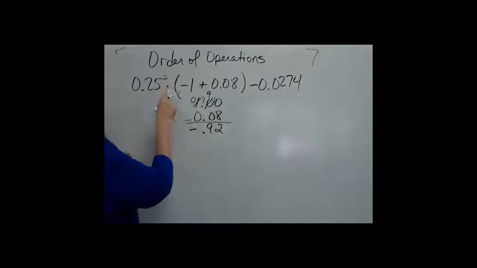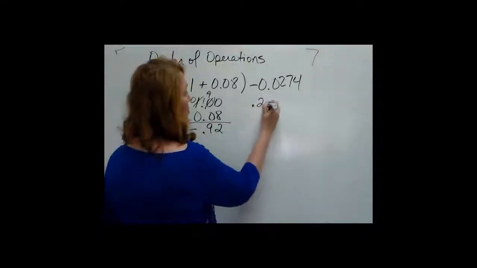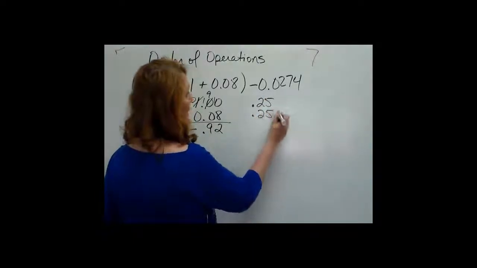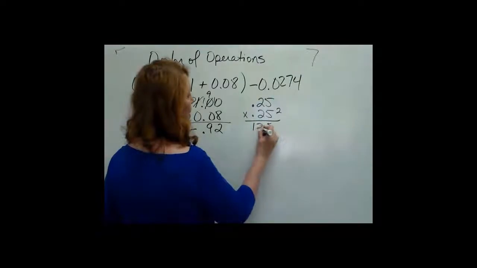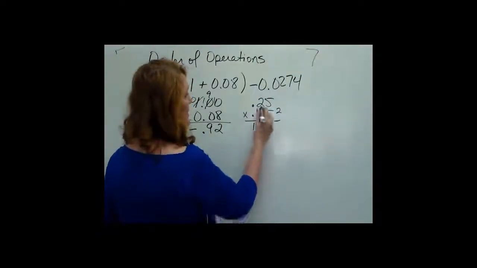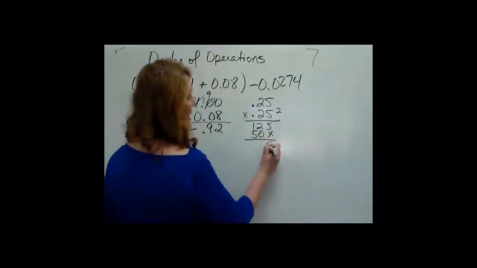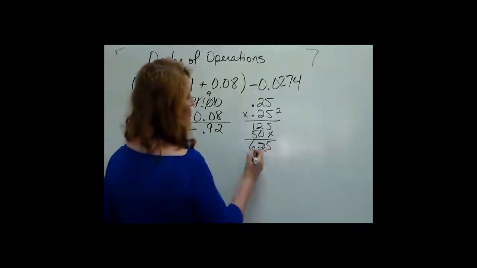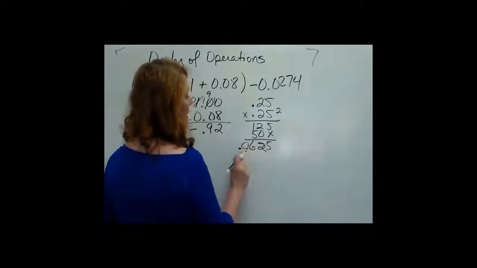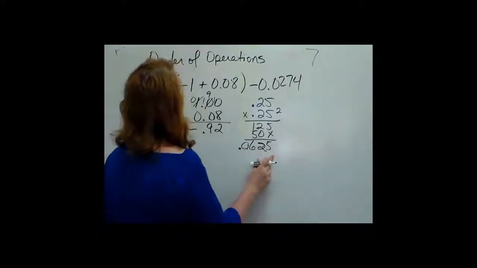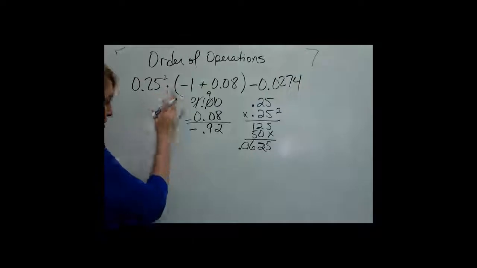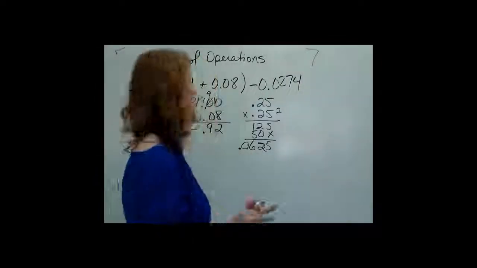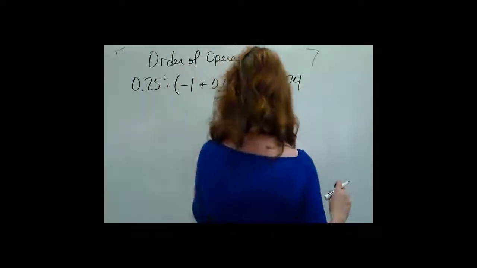Next thing I'm going to do is figure out what 0.25 squared is. That's going to be 0.25 times 0.25. 5 times 5 is 25, 10, 12, placeholder, 2 times 5 is 10, 2 times 2 is 4, was 5, and I've got, that's a 2, that's a 6, 1, 2, 3, 4, 1, 2, 3, 4. I've got 0.0625 is this.